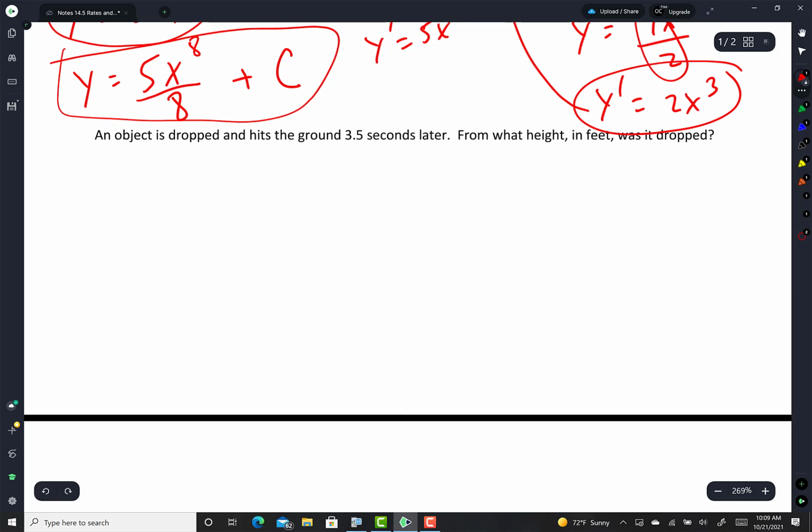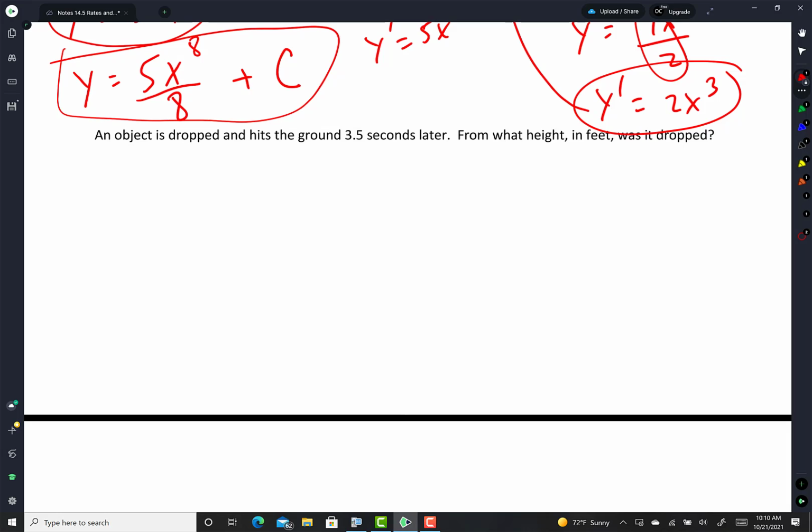These are the type of questions you will see in physics. You've probably seen them already. You do not need to use kinematic equations. You can do them all with calculus if you know a few general rules. The only rule you got to know is from position, you can get velocity by taking the derivative. From velocity, you can get acceleration by taking the derivative.